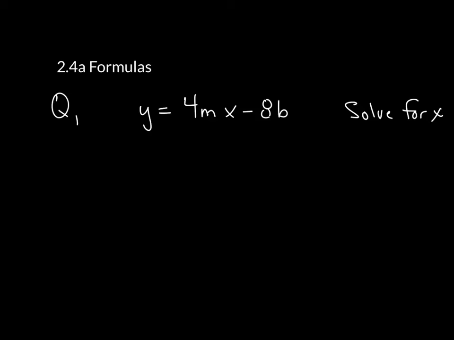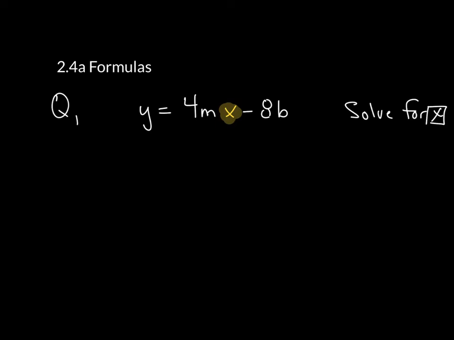Okay, so with this section, we are going to be solving for a specific variable. They're asking us to go ahead and solve for x. What that means is we need to move everything except for x to the other side. We're still going to do it exactly the same way we've done before, just in reverse order of operations.